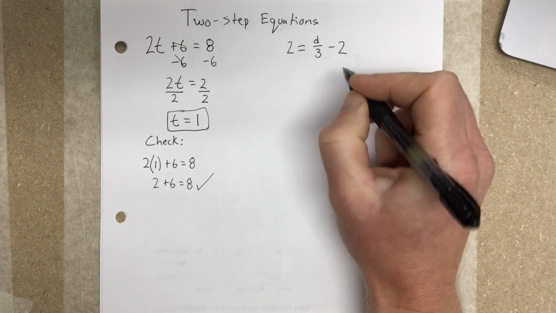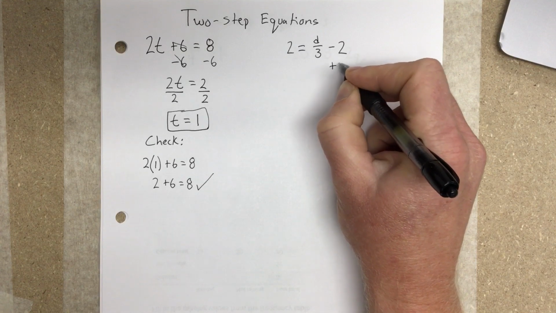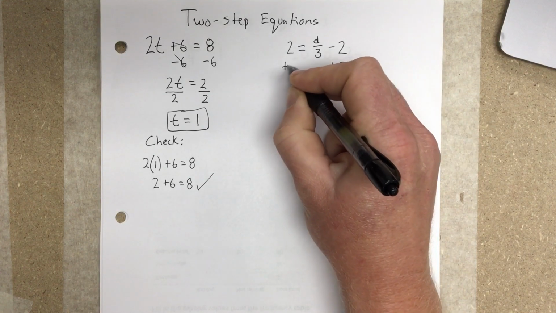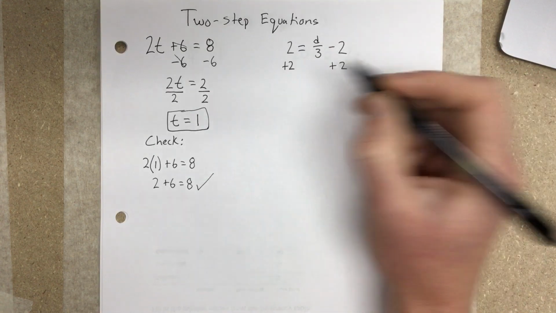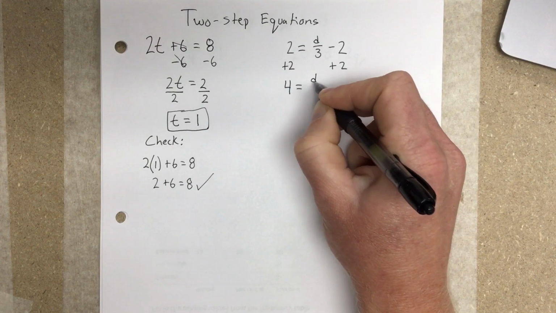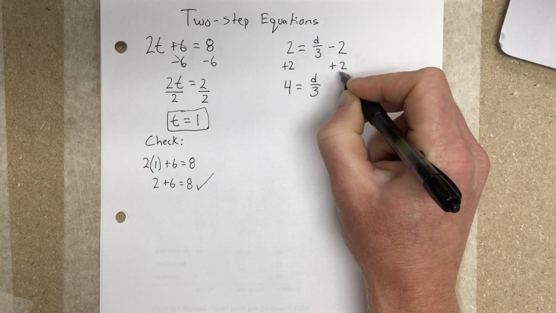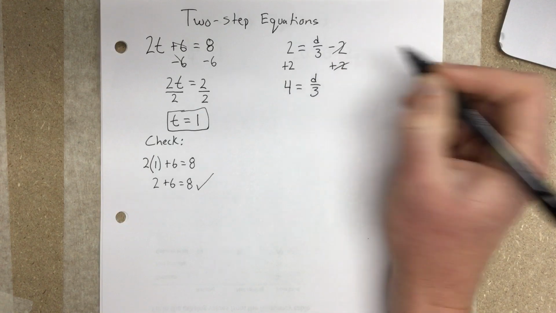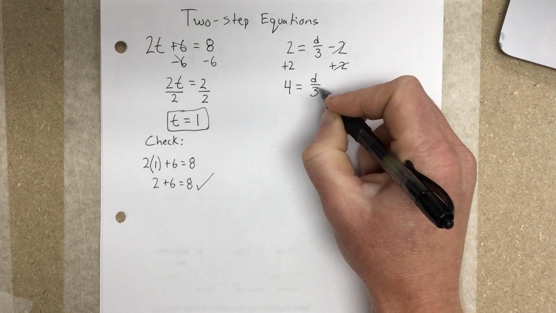I'll start with the additions and subtractions. So I'll add 2 to both sides to keep them equal. So plus 2 on each side. This gives me 4 equals d over 3, because negative 2 plus 2, well, that's going to cancel out. Now I need to multiply by 3 because I have a division of 3 here.